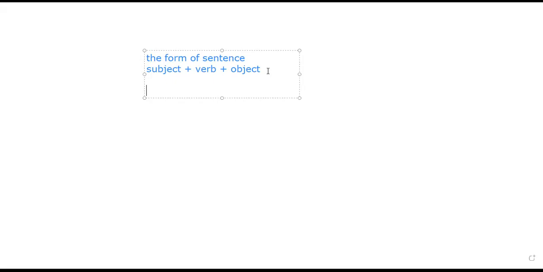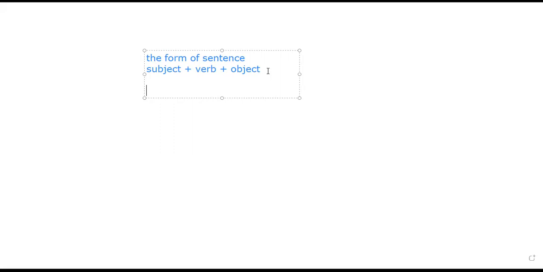Okay, but it's important, so you can review it after the session. Subject plus verb plus object.